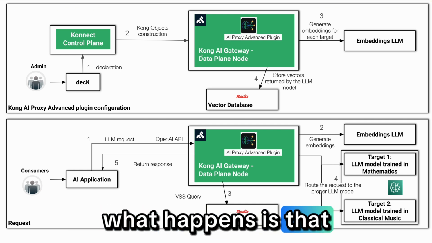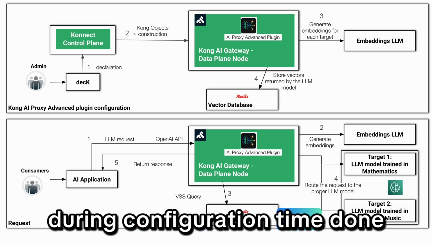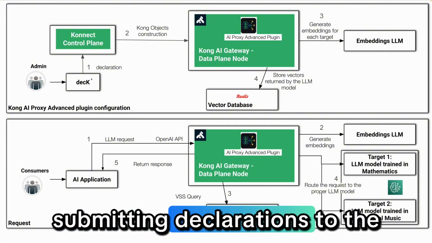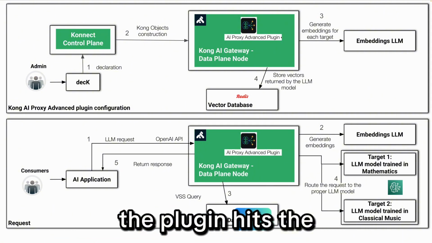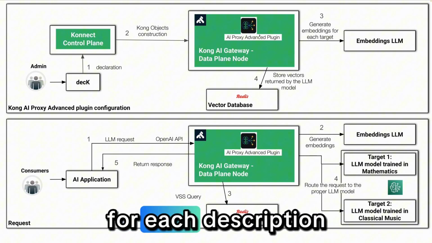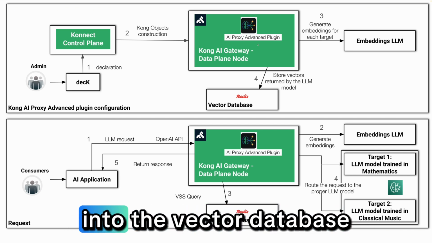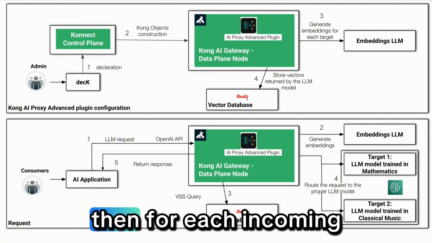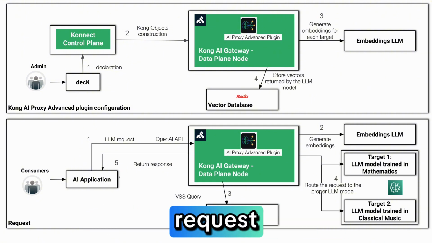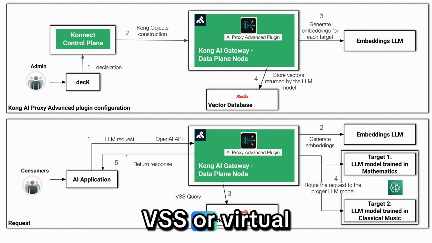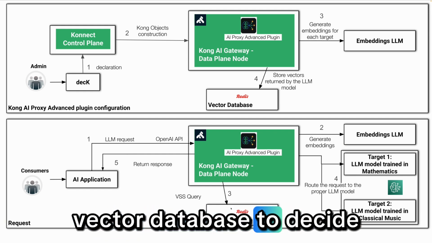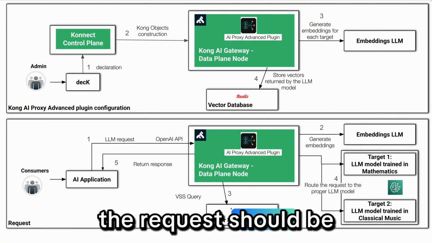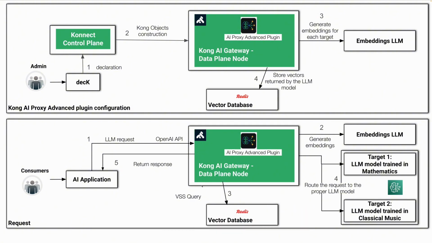What happens is that during configuration time, done by, for example, submitting declarations to the control plane, the plugin hits the embedding model for each description and stores the embeddings into the vector database. Then, for each incoming request, the plugin submits a VSS, or vector similarity search, to the vector database to decide to which LLM the request should be routed. Let's check the current plugin configuration now.